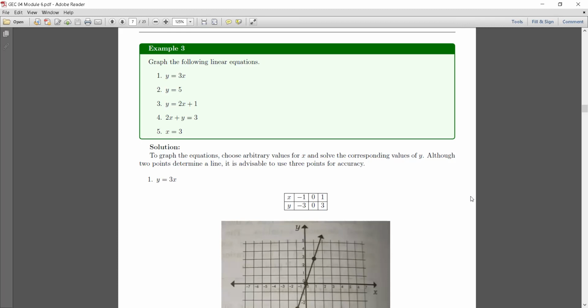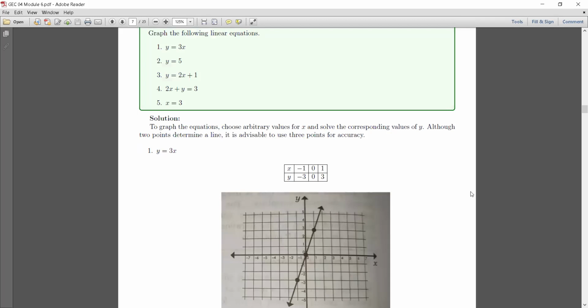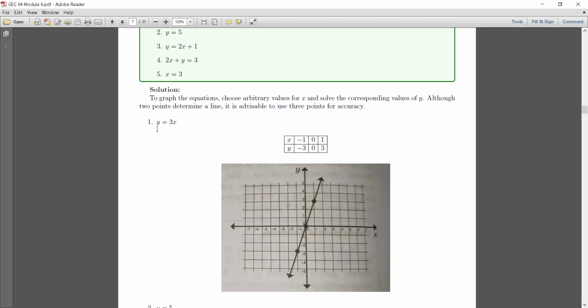Yung mga unang examples, recall lang ng pag-graph ng mga linear equations. So, kapag mag-graph kayo ng equations, pwede kayong gumamit ng table of values. For example, y equals 3x. So, paano natin siya i-graph? Gagawa tayo ng table of values. So, if x is 0, then 3 times 0 is 0. So, pag x is 0, si y is also 0. If x is 1, then y is equal to 3.